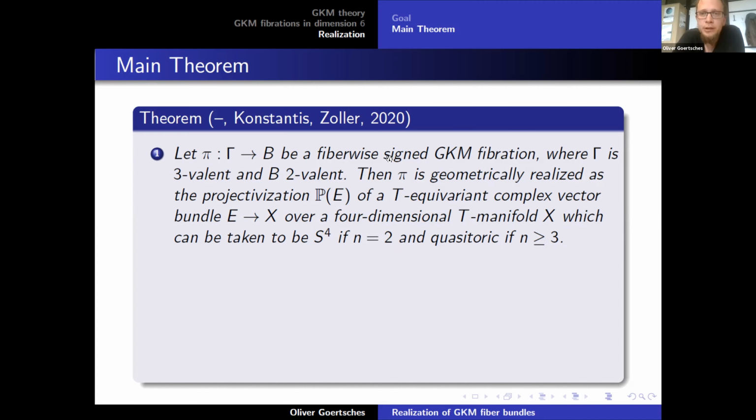So fiber-wise signed, what's this supposed to mean? Before I said we should distinguish between signed and unsigned, right? Where the signed graphs correspond to invariant almost complex structures, whereas unsigned corresponds to the pure topology. So here we will end up with projectivizations of complex vector bundles. The fibers of these projectivizations are naturally CP1s, so they naturally come with a complex structure. Meaning the fiber weights automatically have a well-defined sign, right? And this has to be modeled in the GKM data I start with, right?